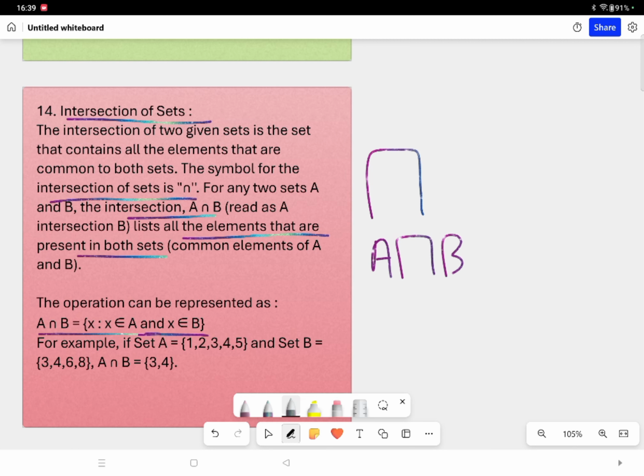In place of union it was OR, because it could be present in either of the sets or both the sets. But in this case it has to be present in both the sets, so therefore AND. Let's come to this example. Set A I have taken 1, 2, 3, 4, 5. Set B I have taken 3, 4, 6, 8. What is A intersection B? Common elements between A and B. Intersection of sets is also called overlapping sets. So what are the common elements? 3 and 4 are the common elements of these two sets. So A intersection B is 3, 4.